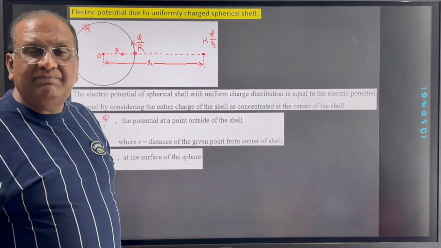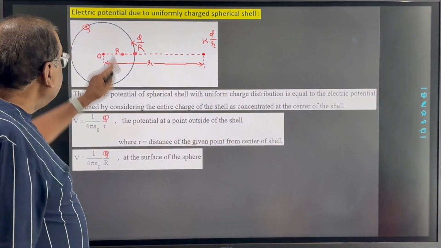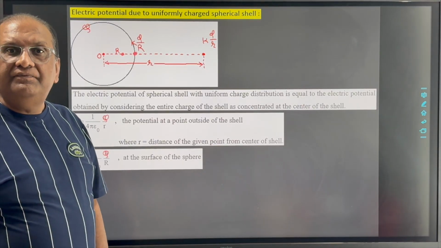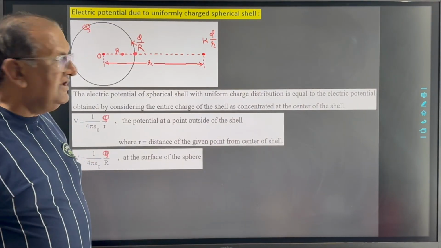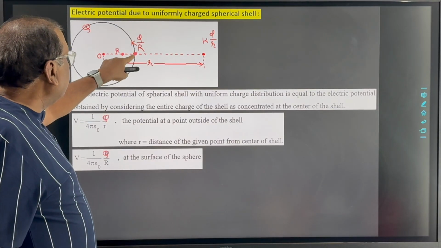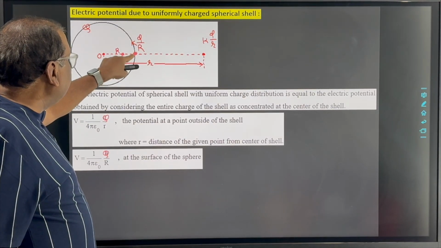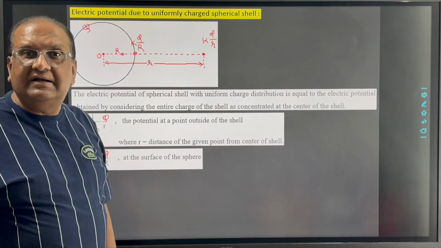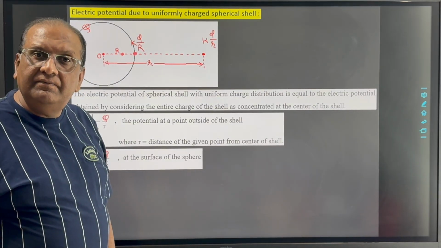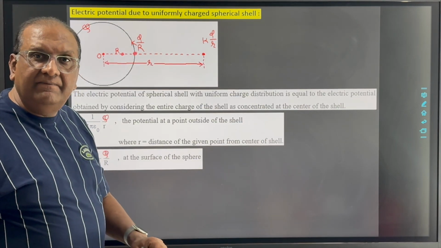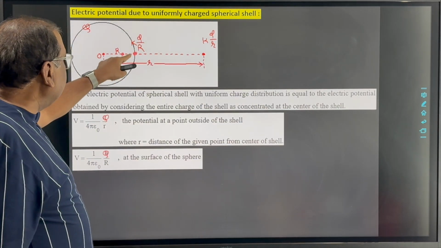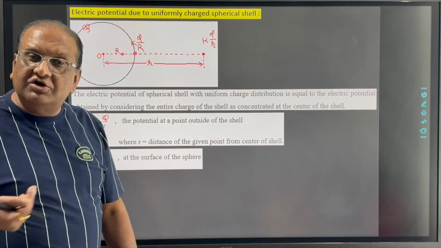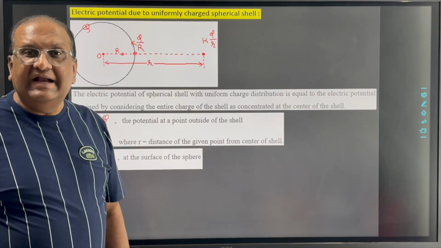In the previous chapter we studied that inside the cell the electric field is 0. So when the electric field is 0, the work done to move unit positive charge from the surface to any point inside the cell is 0. It implies that the potential at the surface, KQ by R, will remain constant up to the center.